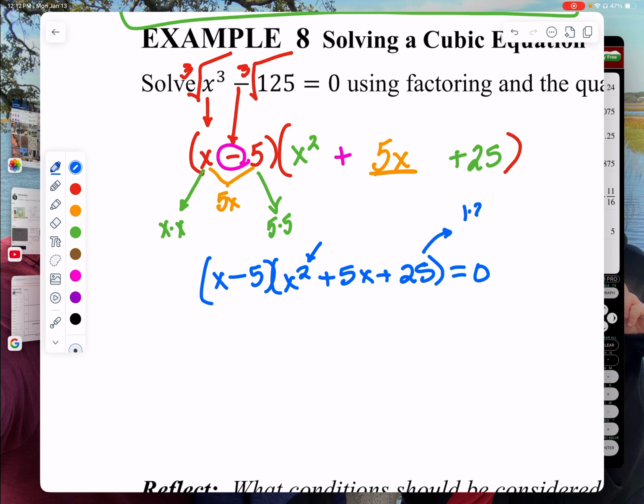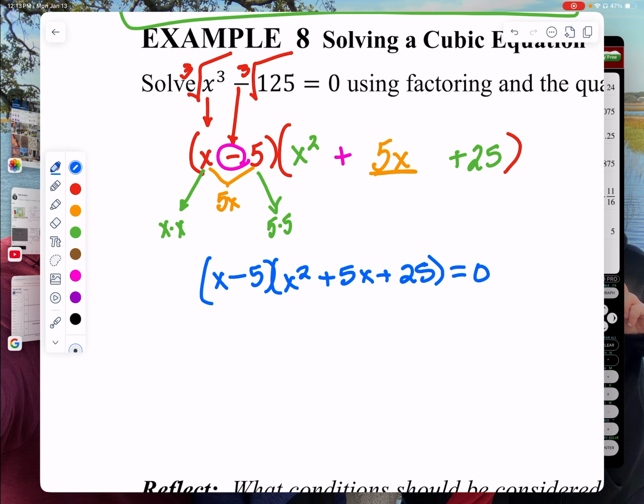25, I've got 1 times 25 and 5 times 5. That's how you get 25. Did they add to give me 5? They don't. So I can't actually factor that one. So in your last class, you probably just left it, but we're going to keep going, okay?